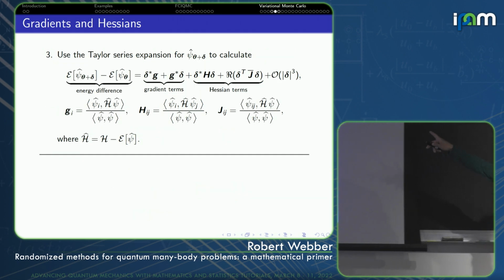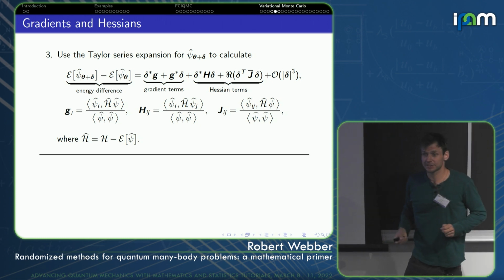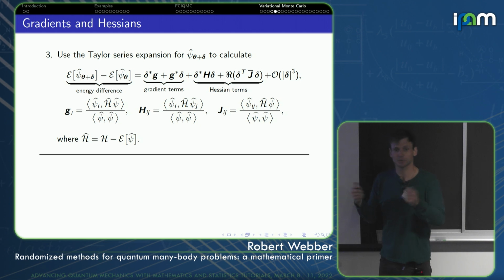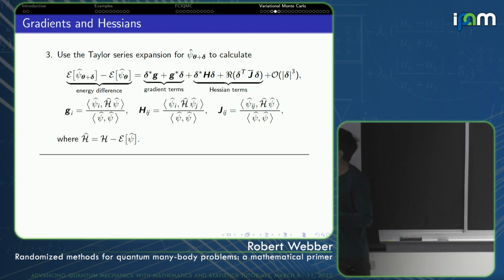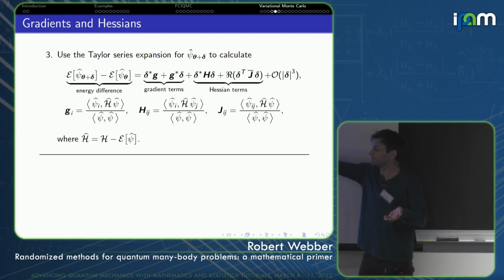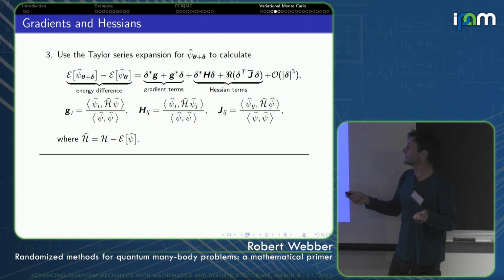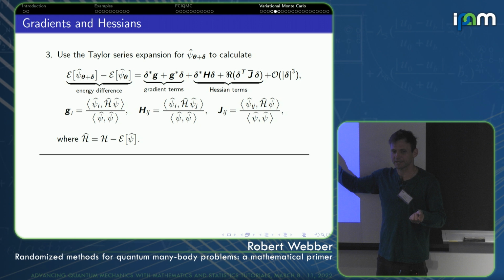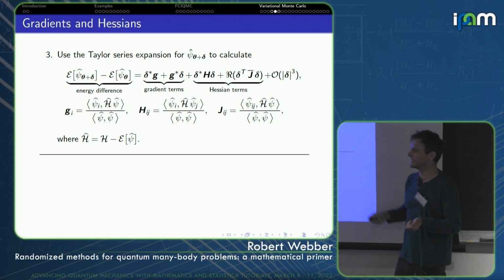So if you just plug in this intermediate normalized wave function with its second order Taylor expansion and move terms around, you get out something rather nice, where the energy difference is expressed to second order accuracy with exactly the sort of things that you expect and want, like very clean Rayleigh quotient formulations of what are these gradient and Hessian terms.